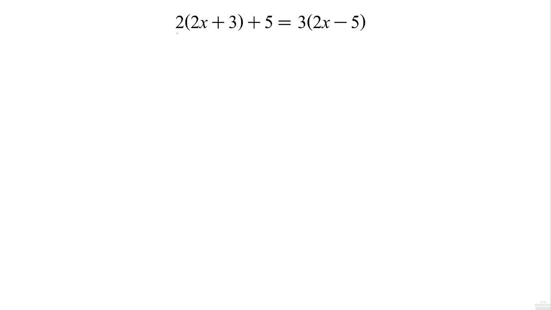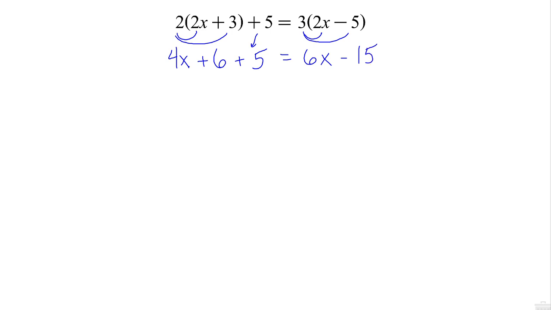We'll start out this one by distributing the 2 to the 2x, giving us 4x, and the 2 to the 3, giving us 6. Don't forget, we still have a plus 5 here that needs to be brought down. And then on the other side, we'll distribute the 3 to the 2x, giving us 6x, and the 3 to the minus 5, giving us minus 15.